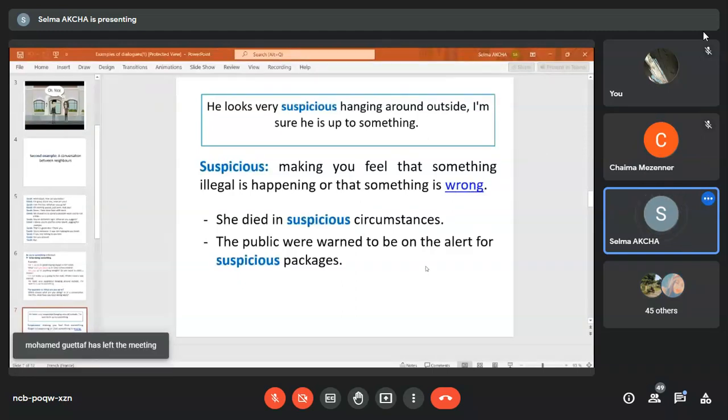OK? Second example, the public, le public. The public were warned. Le public a été prévenu, warned, to be on the alert for suspicious packages. Le public a été prévenu d'être en alerte pour de possibles packages. A package, c'est un paquet. For suspicious packages, pour des paquets suspects.